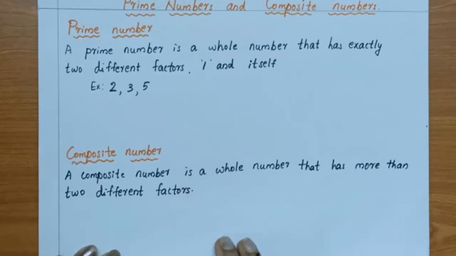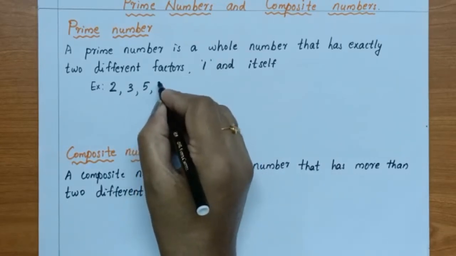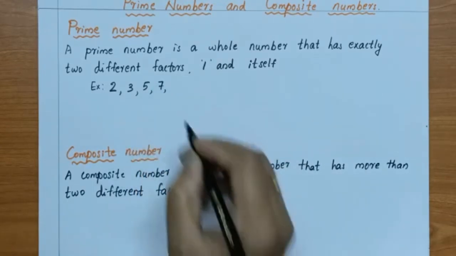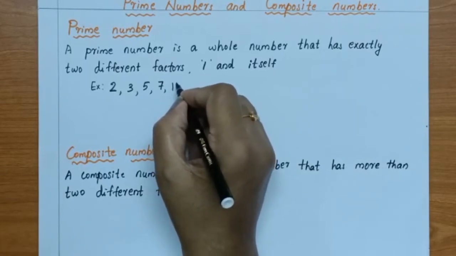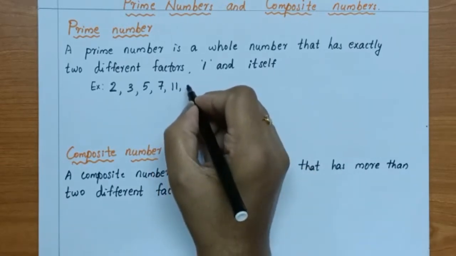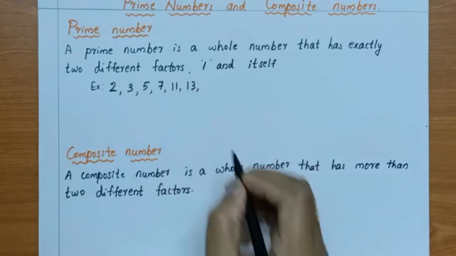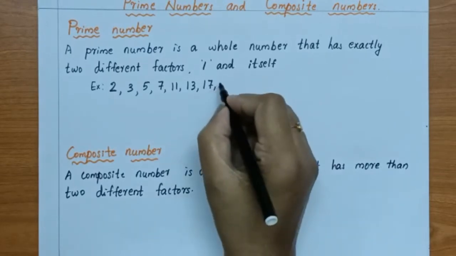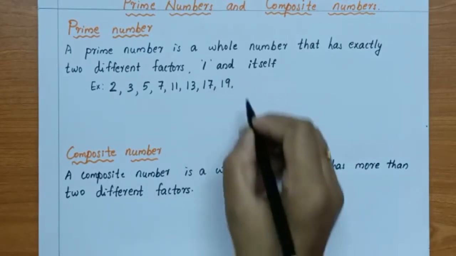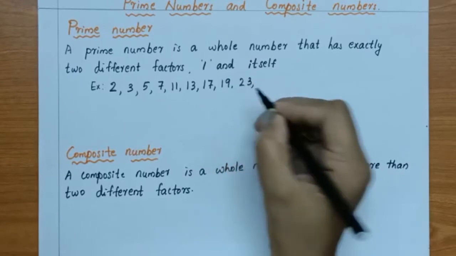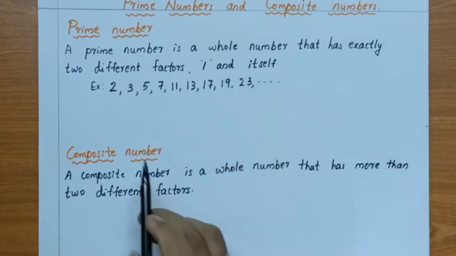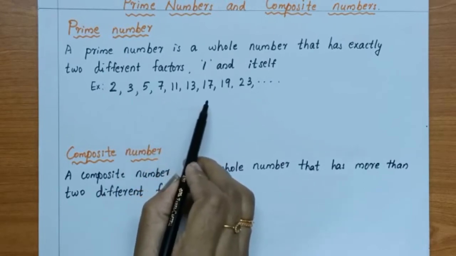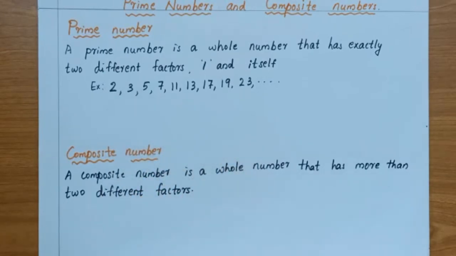So 2, 3, 5, 7 are prime numbers. Then 11 is another prime number. 13 is another prime number. 17 is another prime number. 19 is another prime number. 23 is another prime number, etc. So 2, 3, 5, 7, 11, 13, 17, 19, 23, etc. are prime numbers because these numbers you can see only in the same table itself.